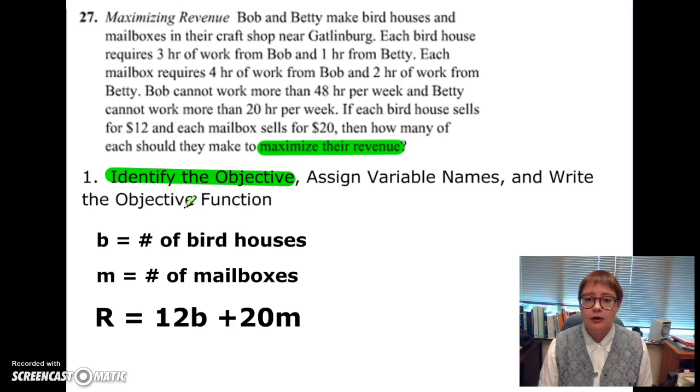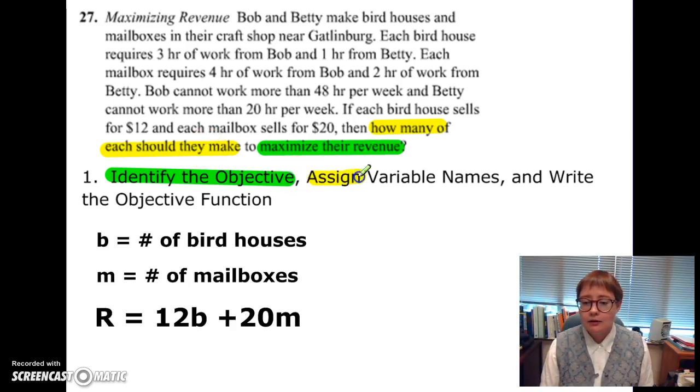Next, I need to assign variable names. That means that I need to figure out what my unknowns actually are. So again, I'm going to go back to that last sentence. It says if each birdhouse sells for $12 and each mailbox sells for $20, how many of each should they make? So that means I need to keep track of the number of birdhouses and the number of mailboxes. Since it doesn't matter what I name my variables, I'm going to let B be the number of birdhouses and M be the number of mailboxes so that it's easy to keep track.